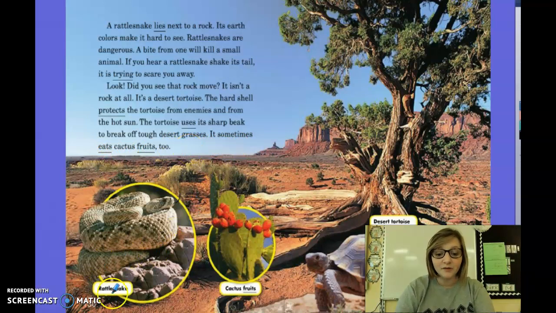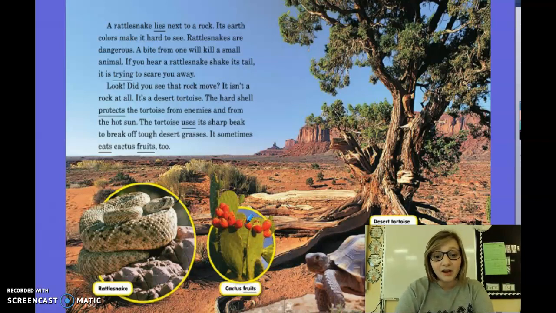So I see we have some more pictures with our captions here. So this caption tells me that this is the picture of a desert rattlesnake. This is a picture here of cactus fruits. Have any of you actually ever tasted a cactus fruit?